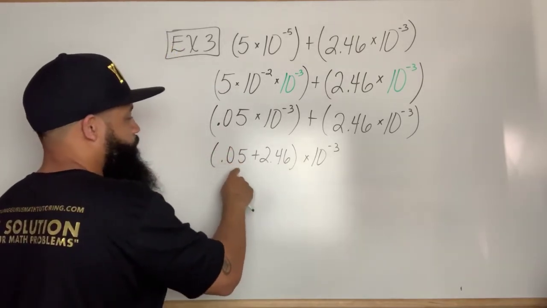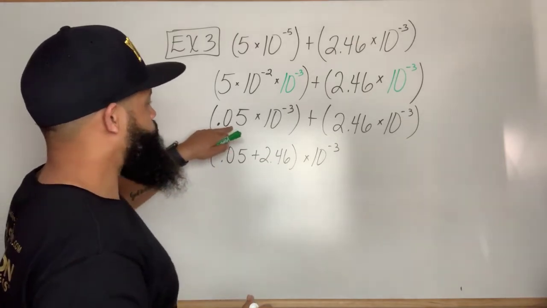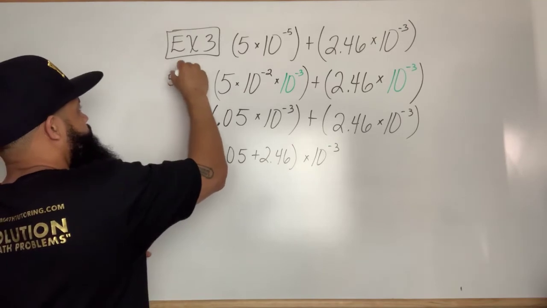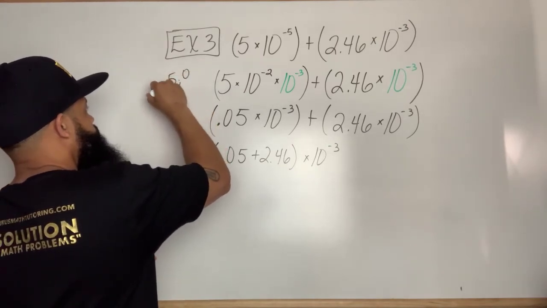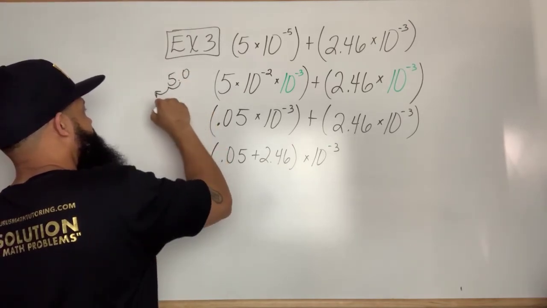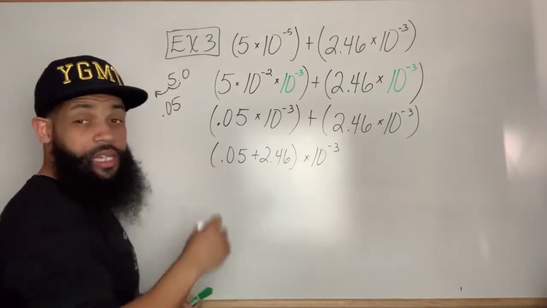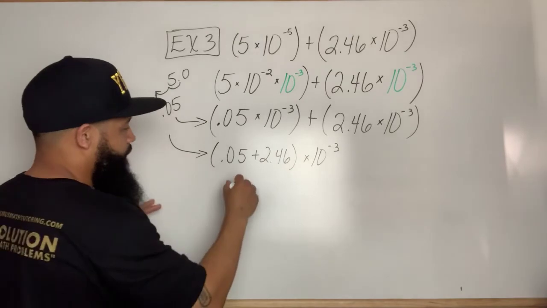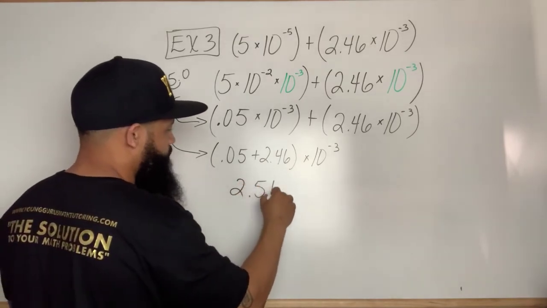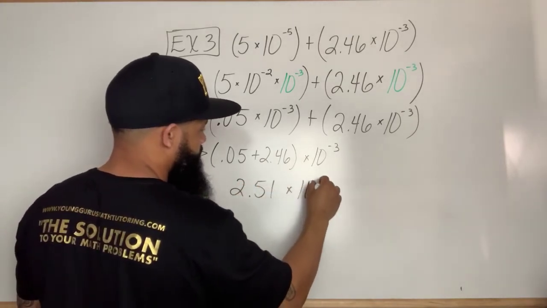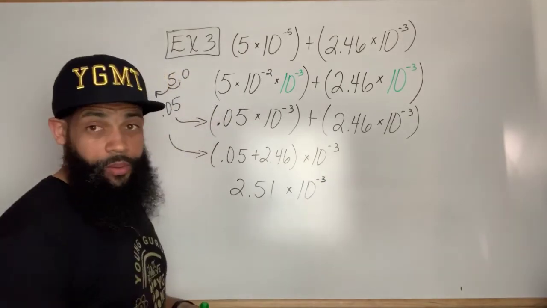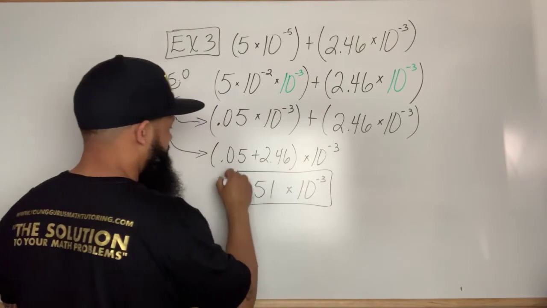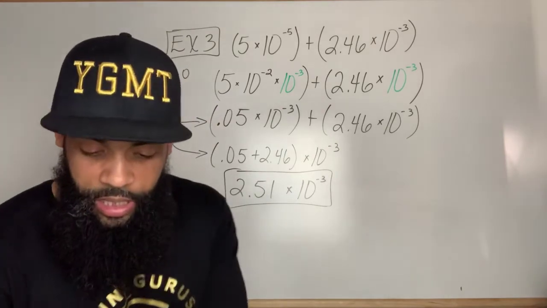Alright? So this should be 0.05, because if I have 5.0 and I move the decimal 2 places to the left, I have to have 0.05. So just to kind of hit that fact check. Now I get 2.51 times 10 to the negative 3 power. 2.51 times 10 to the negative 3 power. That is my final answer.